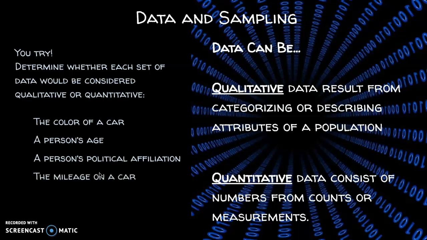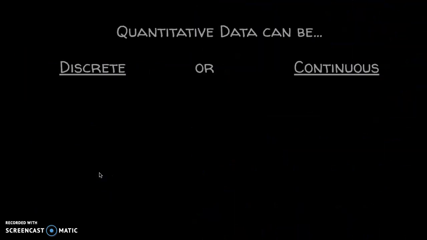The mileage on a car, so that's something that we can count or measure, so that's quantitative. A person's gender, so we can't measure a person's gender, so this has to be a quality or a category, qualitative data. And then the volume of a liquid, that would be quantitative.